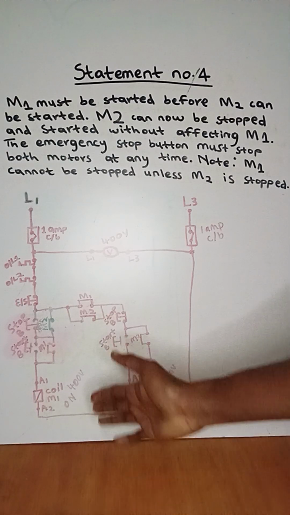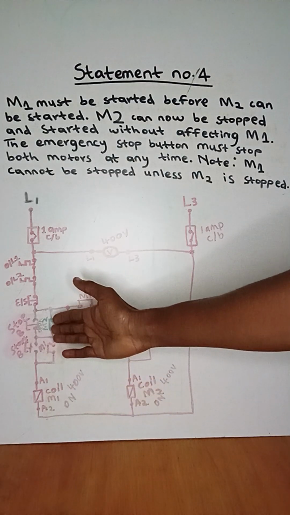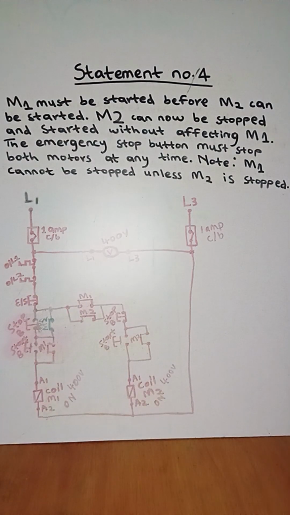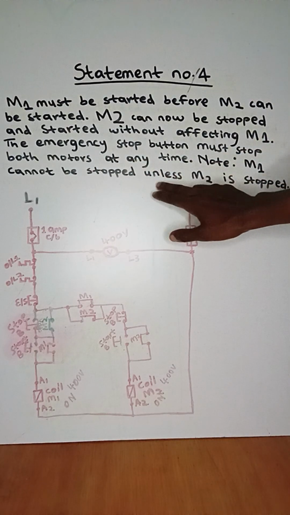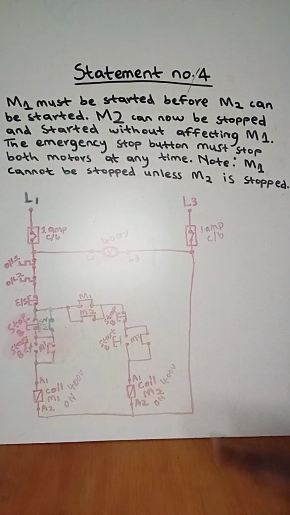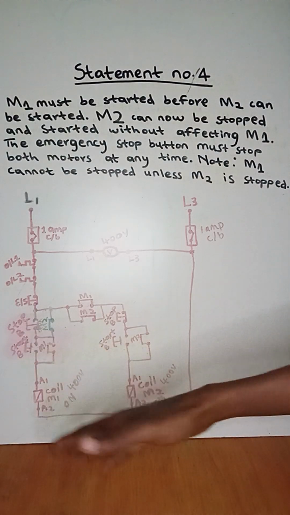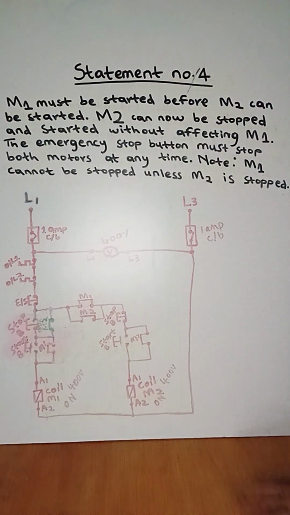Right? So when we press the stop button of motor 2, it didn't affect motor 1 to stop. But they say motor 1 must be stopped when motor 2 is stopped. Motor 1 must only be stopped when motor 2 is stopped. Let's check if motor 1 will be stopped when motor 2 is stopped first.